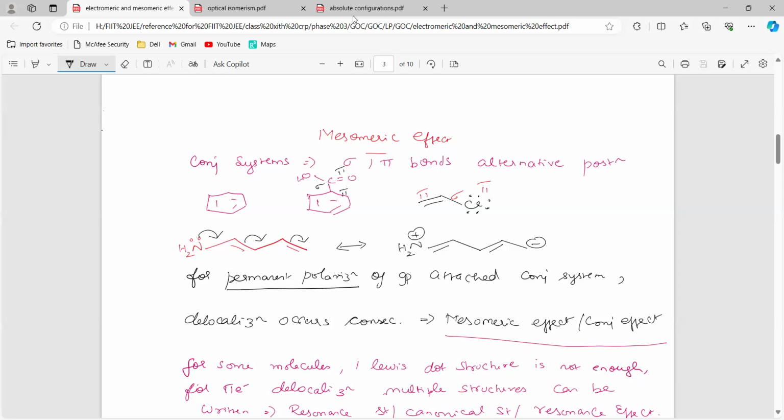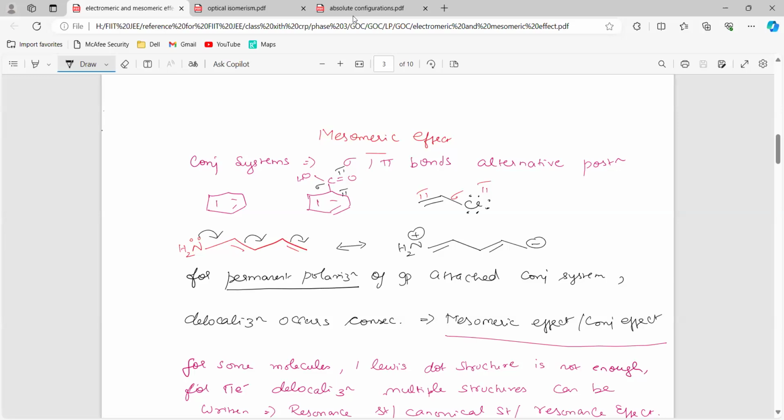Look at the third case, where I have ethynyl chloride, with a pi bond and a sigma bond, where chlorine has a lone pair electron cloud. So in these cases, whenever you have this kind of conjugation, these kind of molecules will show mesomeric effect. Okay. So now what is the difference between, first of all, this mesomeric effect?